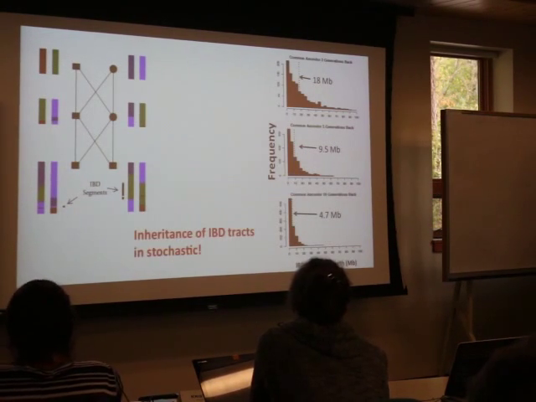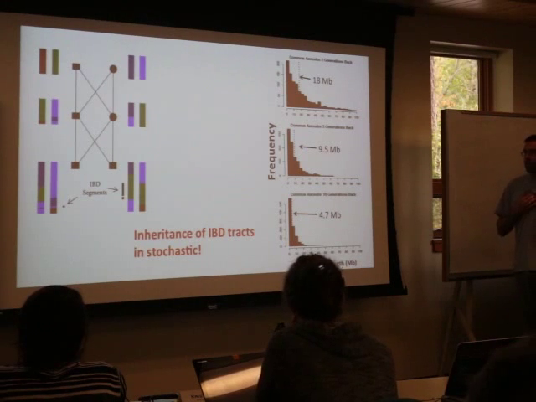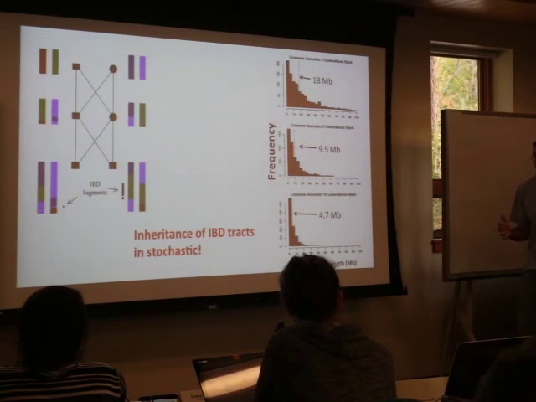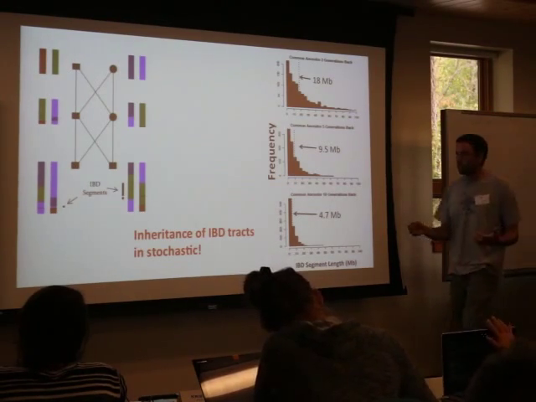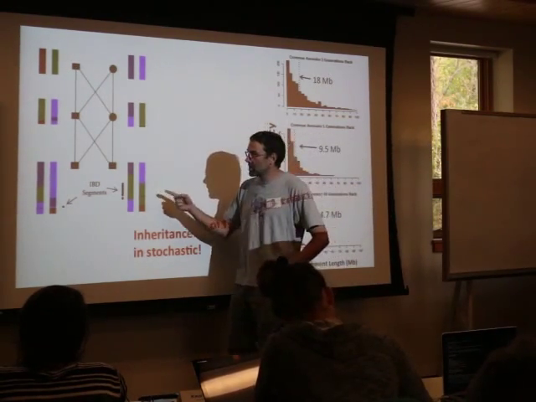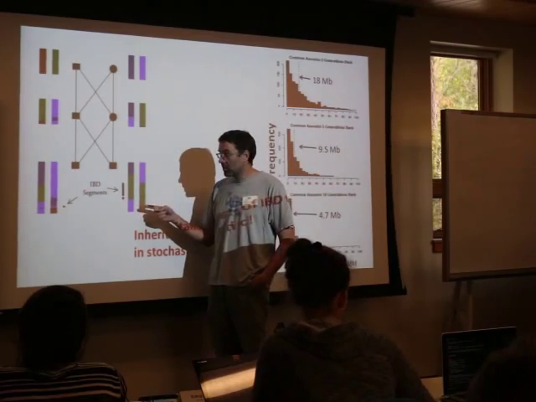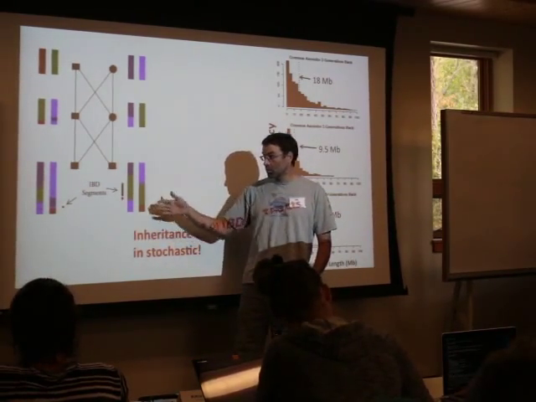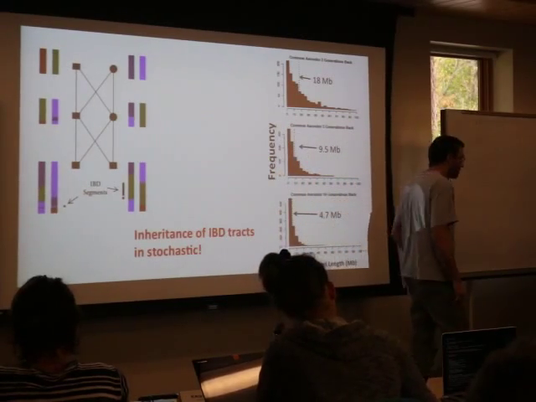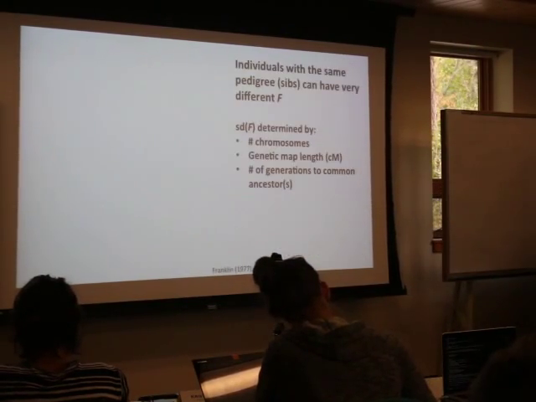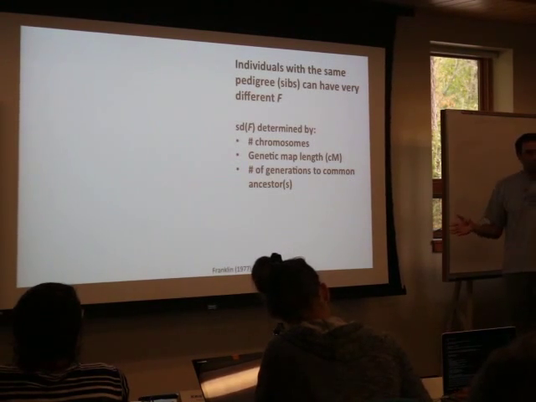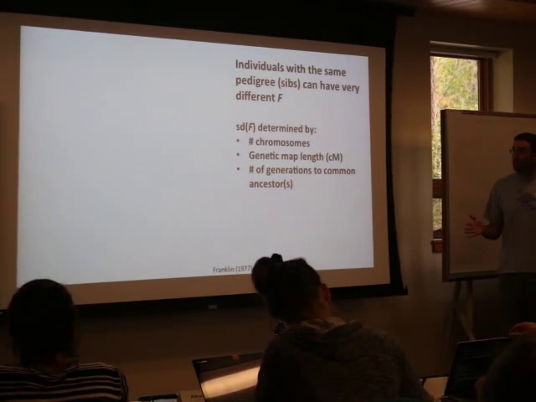So these figures should make it really clear that the inheritance of these IBD segments is an extremely stochastic process. These are 2 individuals with the same parents. They have the same exact pedigree, but they have different lengths of IBD segments and a different proportion of the genome that's identical by descent. So you can have individuals with the same pedigree that have vastly different realized levels of genomic inbreeding.